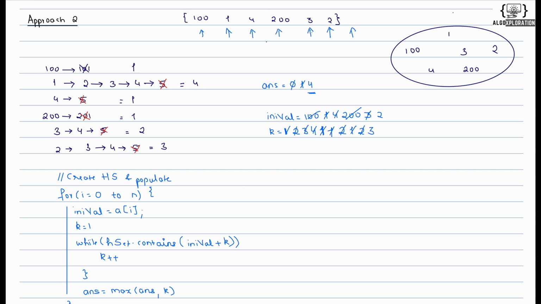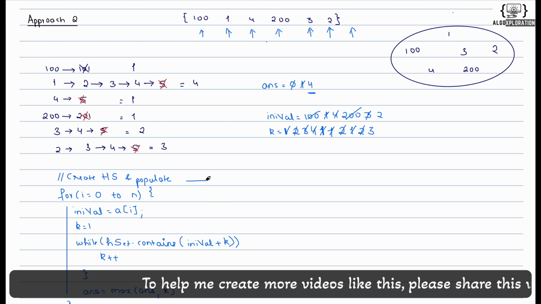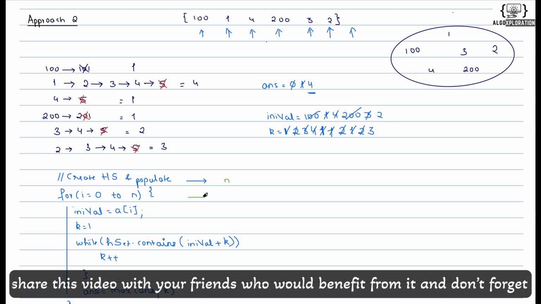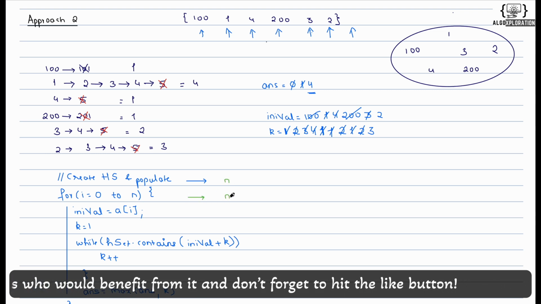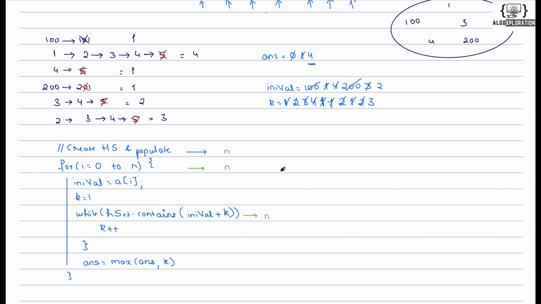So I hope you got this. Now, if we think about the time complexity, creating the hash set and populating it takes order of n time. This for loop is taking n time, but what will be the time complexity of this? This will also take approximately n time complexity. So due to this nested for loop, it will be n square. So here the time complexity is order of n square, and the space complexity is order of n because of the hash set.